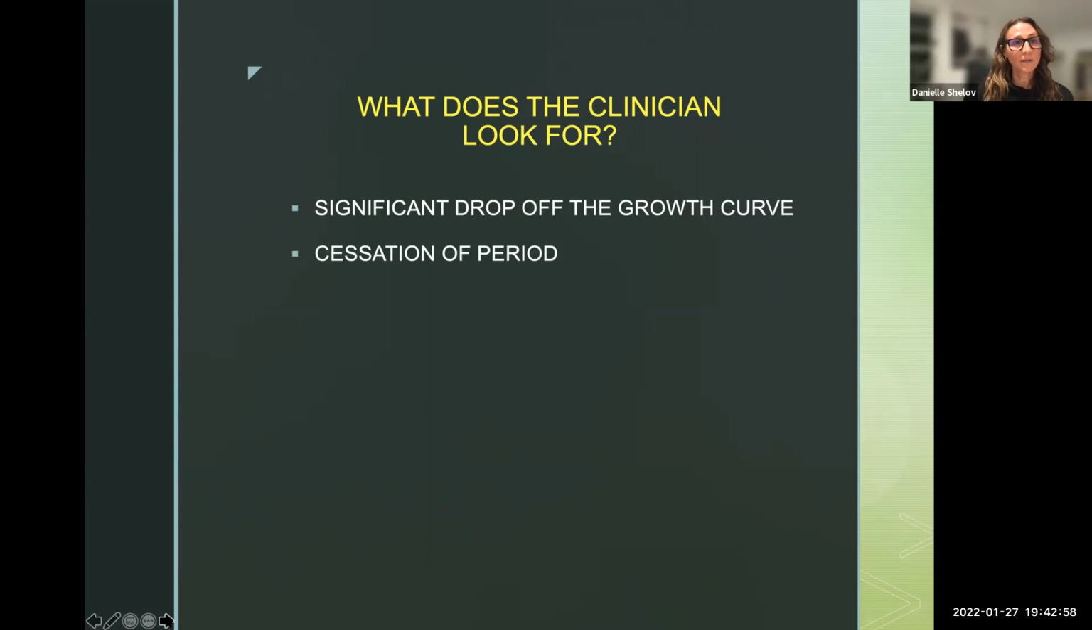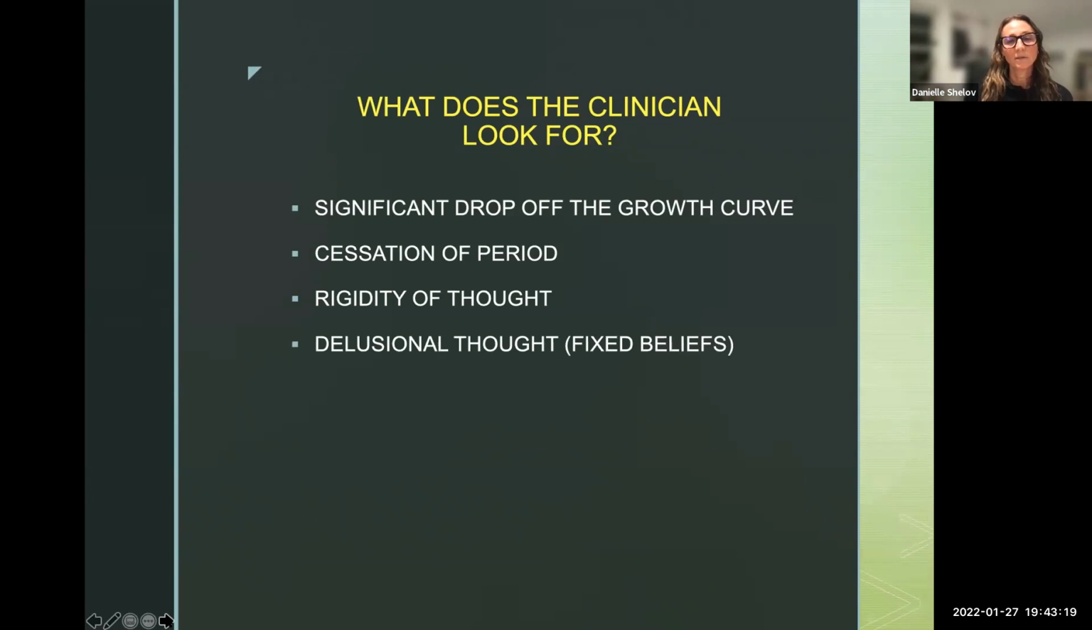If a girl has gotten her period and then stops getting it, that's obviously a huge red flag. Again, the rigidity of thought, right? Suppose you start talking to your daughter around food, like, hey, let's try this restaurant. I want to try it. And she says, no, I don't want to go there. Or certain things like that keep happening. That's something really important to focus on.